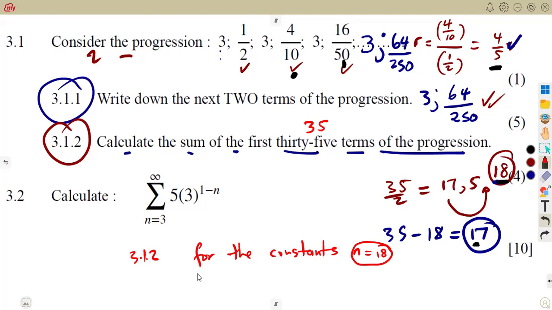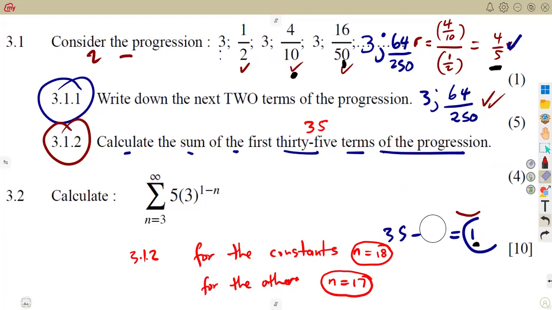Then for the other geometric that we are given, I'm just going to write in short, n is equal to 17, meaning we have got 17 terms. If it is like that, we are going to determine the sum differently. We determine the sum for the constants, and we determine the sum for that other geometric progression that we are given.